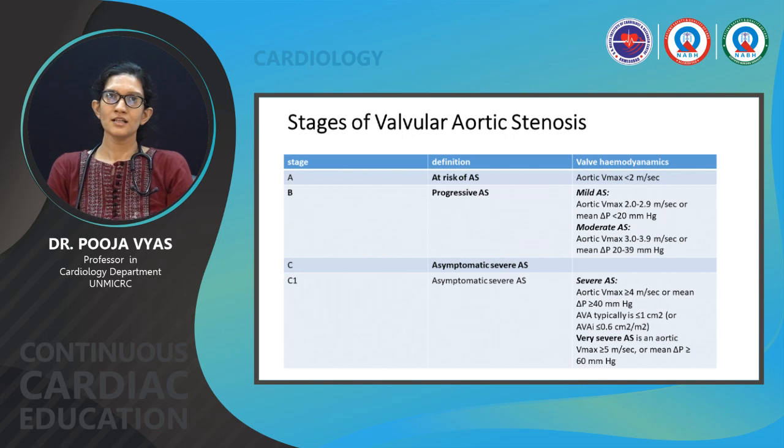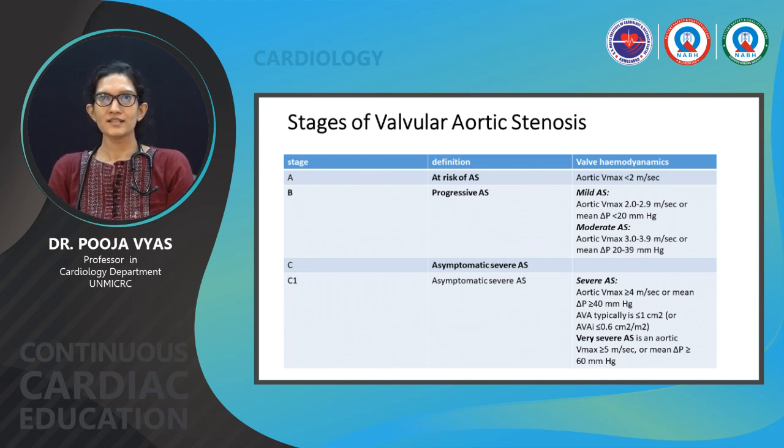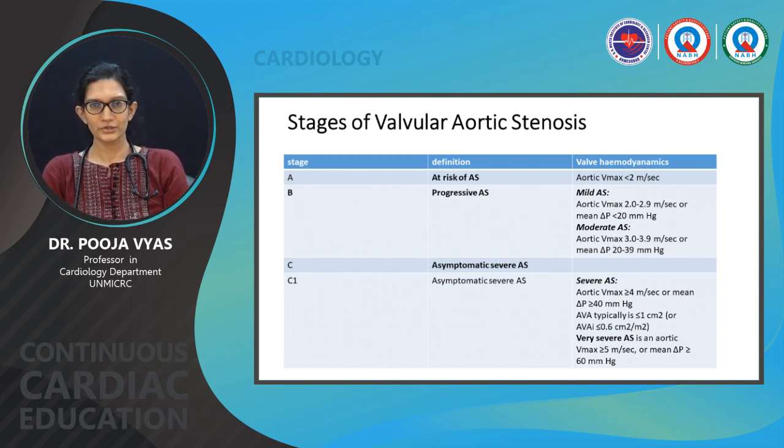Stage A includes the patients who are at risk of aortic stenosis with aortic Vmax of less than 2 meter per second. Stage B includes the patients with progressive aortic stenosis, which includes mild and moderate aortic stenosis. Mild aortic stenosis is when aortic Vmax is between 2 to 2.9 meter per second and mean gradient across the aortic valve is less than 20 millimeter of mercury. And moderate aortic stenosis is when Vmax is between 3 to 3.9 meter per second and mean gradient across the aortic valve is between 20 to 39 millimeter of mercury.